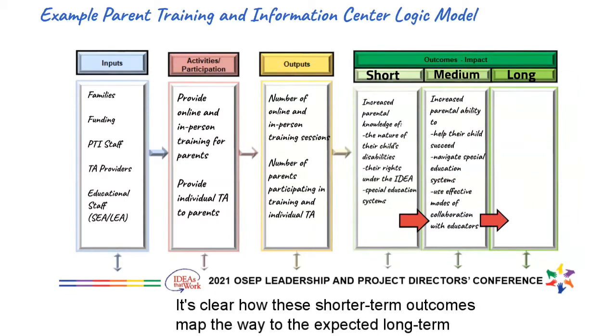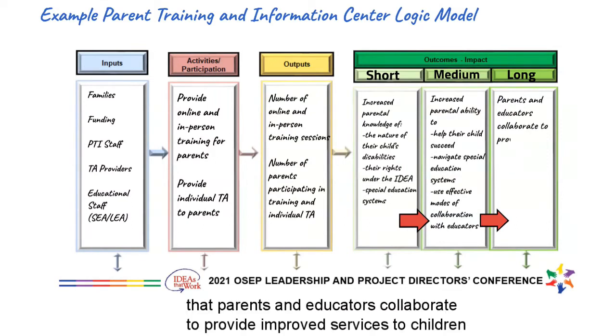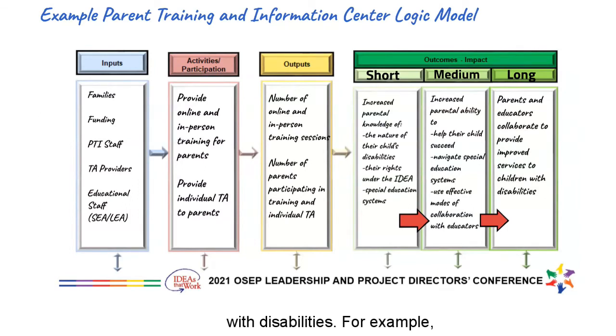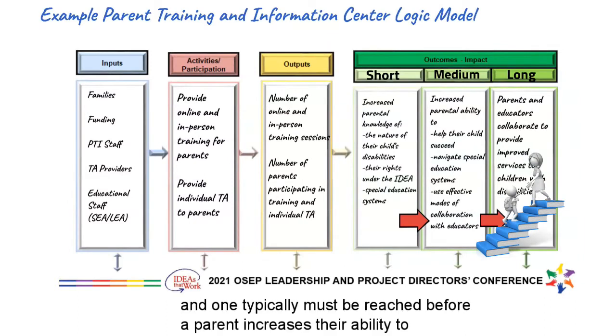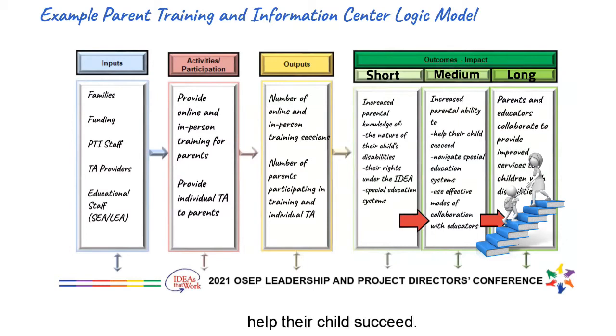It's clear how these shorter-term outcomes map the way to the expected long-term outcome that parents and educators collaborate to provide improved services to children with disabilities. For example, parents' increased knowledge about the nature of their child's disability is an important landmark and one that typically must be reached before a parent increases their ability to help their child succeed.